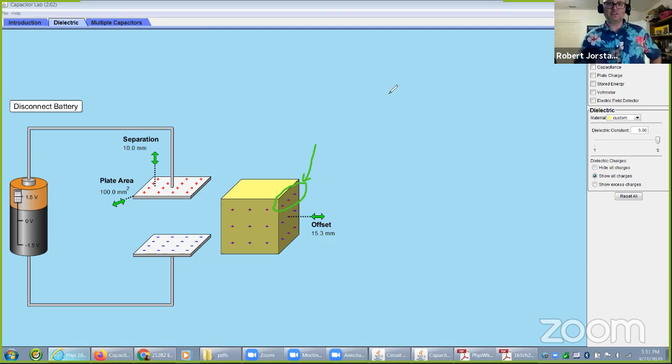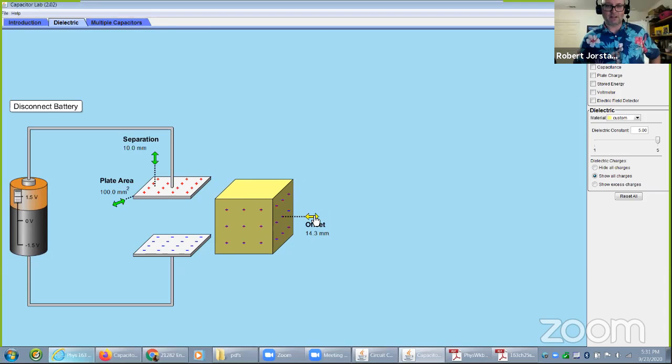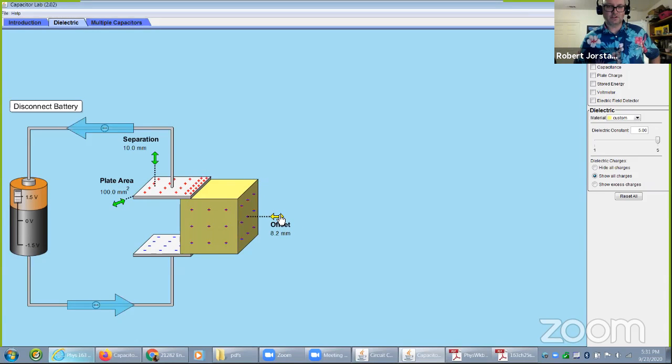All right. So watch these charges as I bring it in. Now, what do you think should happen? Think to yourself, what's going to happen to them? It's a piece of plastic, basically, or something. As I bring it in, look at those charges moving around.